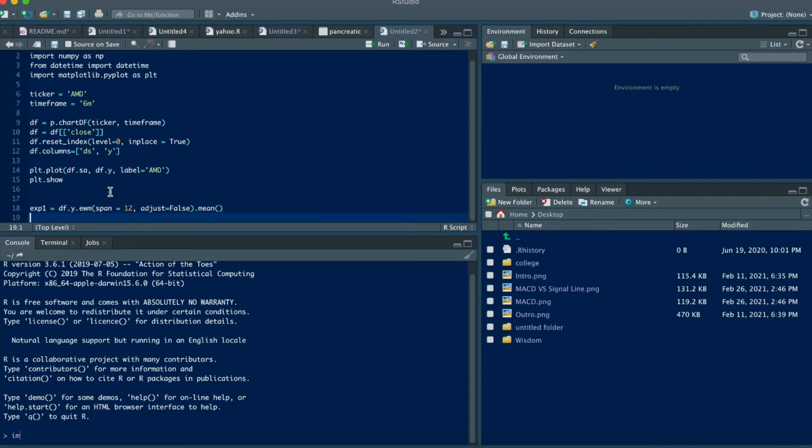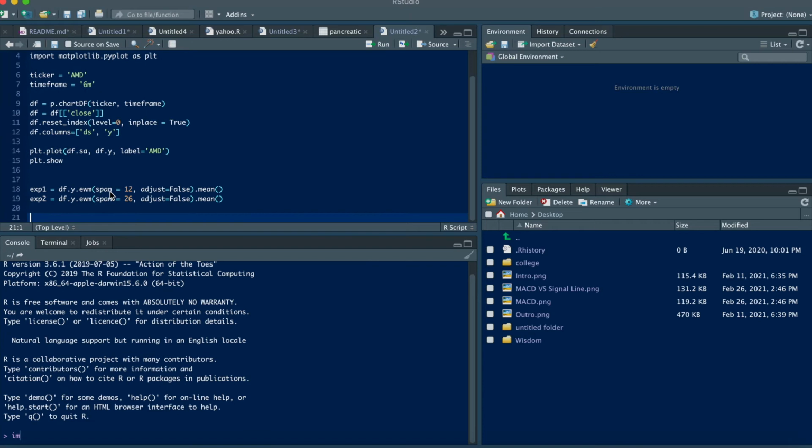So the reason why we did 12 is that I said in the beginning of this video that MACD has a period of 12 and 26. So we have to do one for 26 too. That's our experiment 2. So experiment 2 is df.y.ewm for the span is equal to 26 now. And then we're going to do a comma for the adjust is equal to false. Go out again and write the mean.